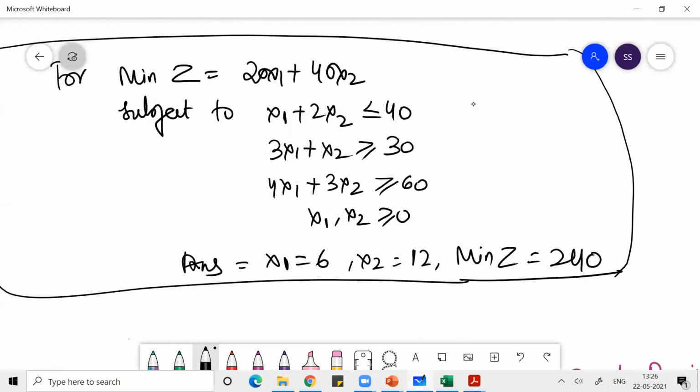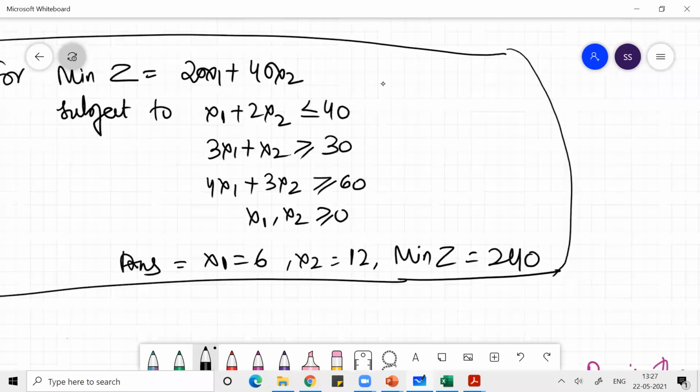So, any doubt? Anyone, any doubt? Any question you want to ask me? You'll get one question on graphical method 100% in your exam. So you should be in a position to solve it when you see that question in the exam.